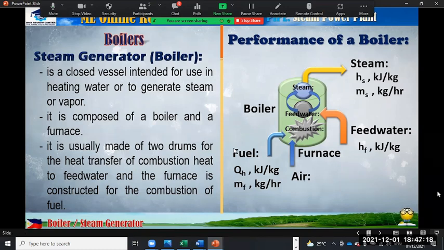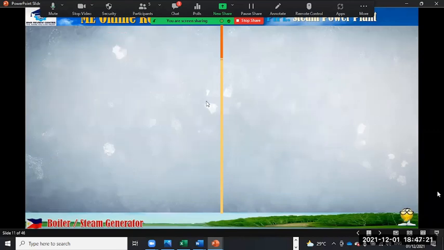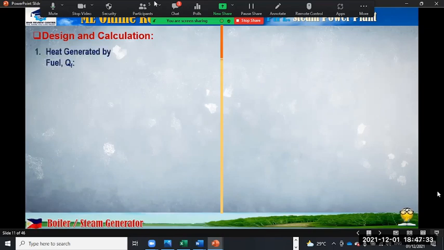Then next slide. This next slide is going to give us the idea on how we are going to design the boiler, and we are going to note the different calculations that are needed. The first one is to compute for the heat generated by the fuel. We call that Q sub F. Q sub F is just the product of the mass of the fuel and the heating value of the fuel.